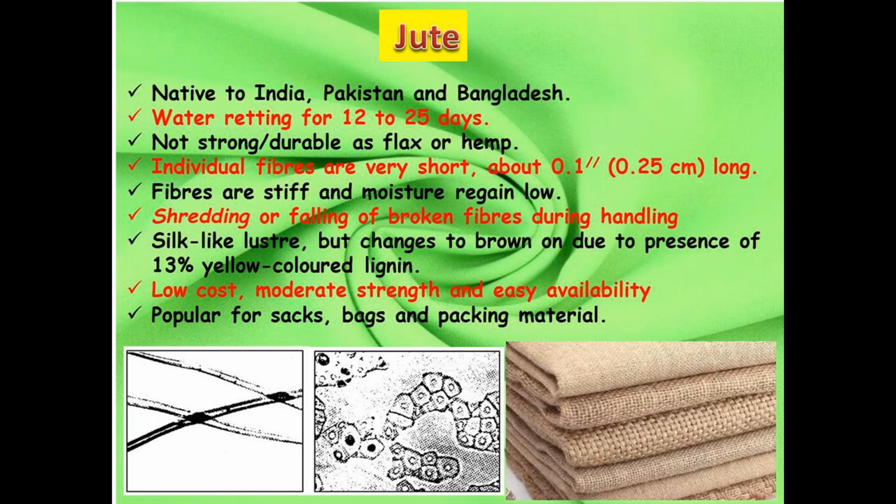These jute fibers are stiff and moisture retention is low. Shedding or falling of broken jute fiber is very common during handling. Jute has silk-like luster but changes to brown due to the presence of 13% yellow colored lignin. Jute is low cost, moderate strength and easily available. That's why it is popular for sacks, bags and packing material.